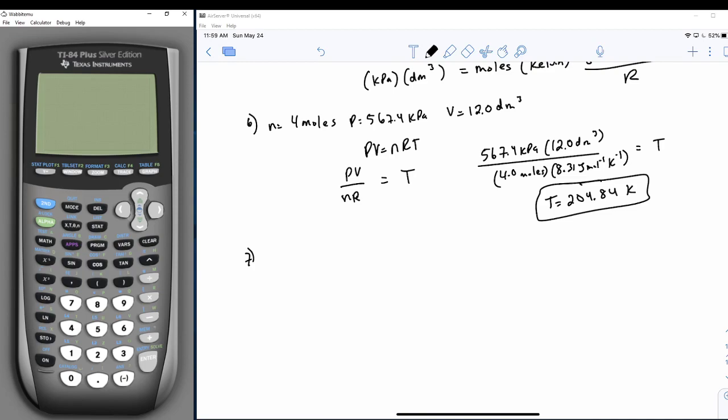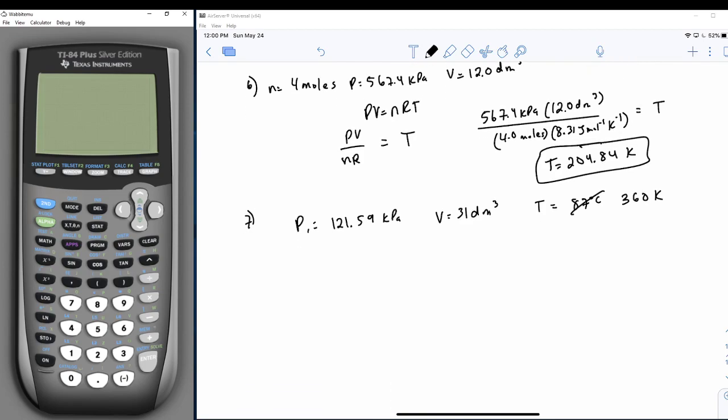Okay. 7. If I have an unknown quantity of gas at a pressure of 121.59 kPa and a volume of 31 decimeters cubed and a temperature of 87 degrees Celsius, which ends up being 360 Kelvin. How many moles of gas do I have? Okay, so PV equals nRT. And so 121.59 kPa times 31 decimeters cubed is equal to n times 8.31 joules per mole Kelvin times 360 Kelvin.